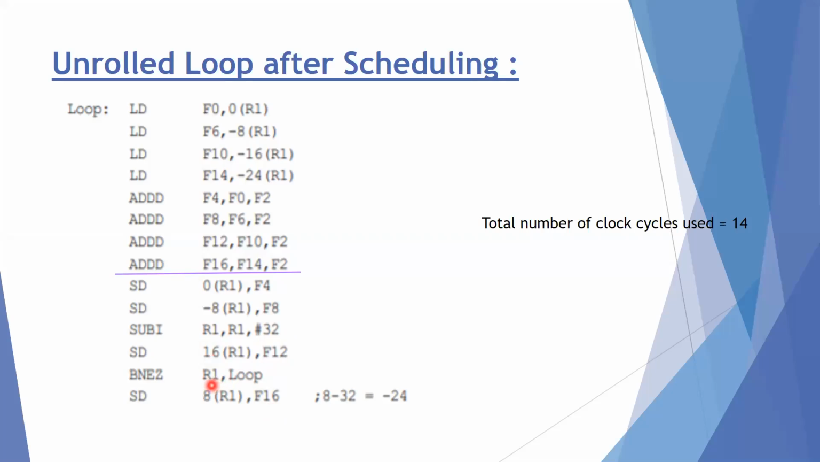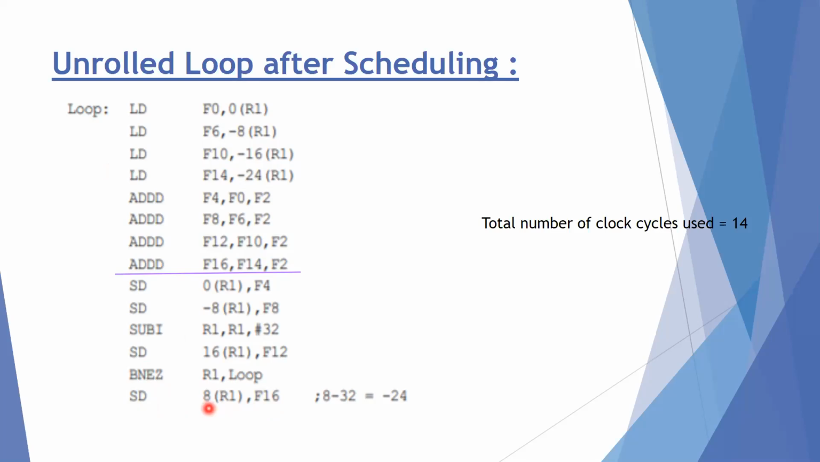The other option I'll discuss again. Then it checks if R1 is not equal to 0, go to loop, and in the branch delay slot we have inserted one store from F16 to 8 plus R1 now.